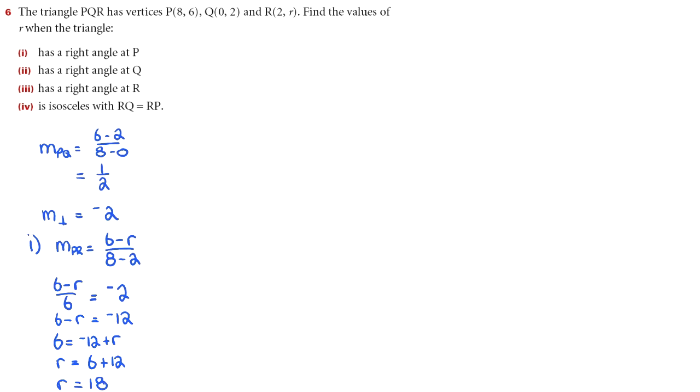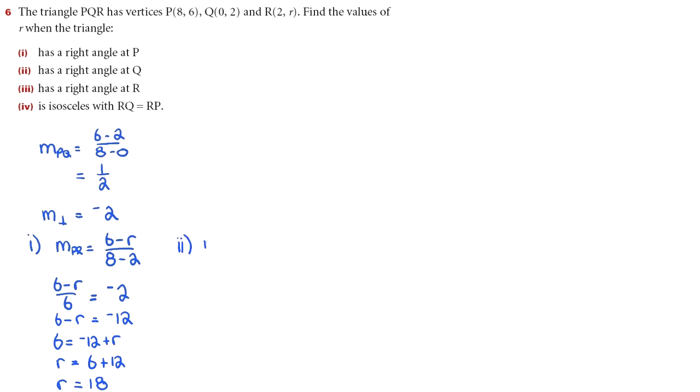And that's the answer. For part 2, we are finding the value of r when there's a right angle at Q. So we're going to use the two lines PQ and QR. Well, we already know PQ, we worked out that gradient was a half, so the negative inverse is again -2.